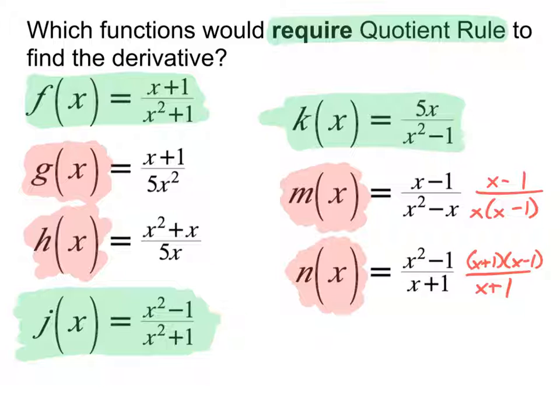So notice, quotient rule is very useful, but it's not needed every time you see a fraction. You do have other options available. Anytime you see a fraction, you can use it. Just realize you don't have to.